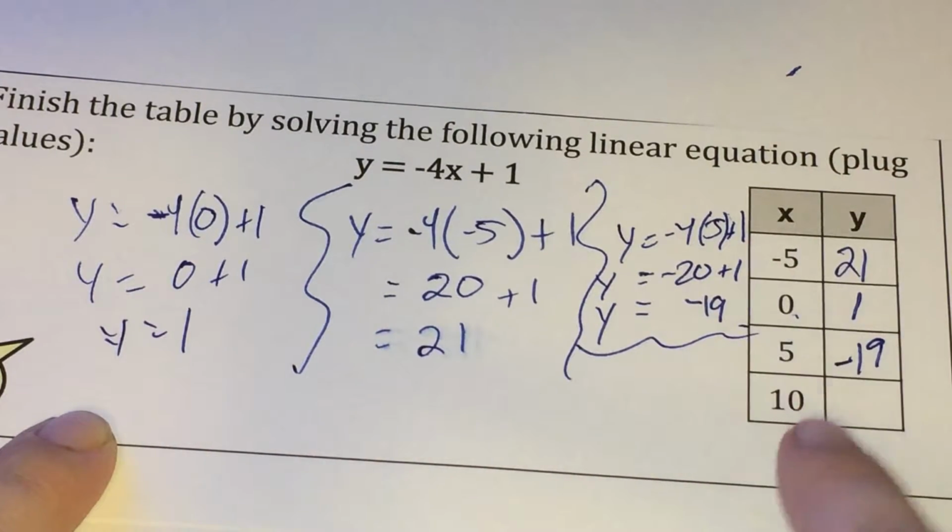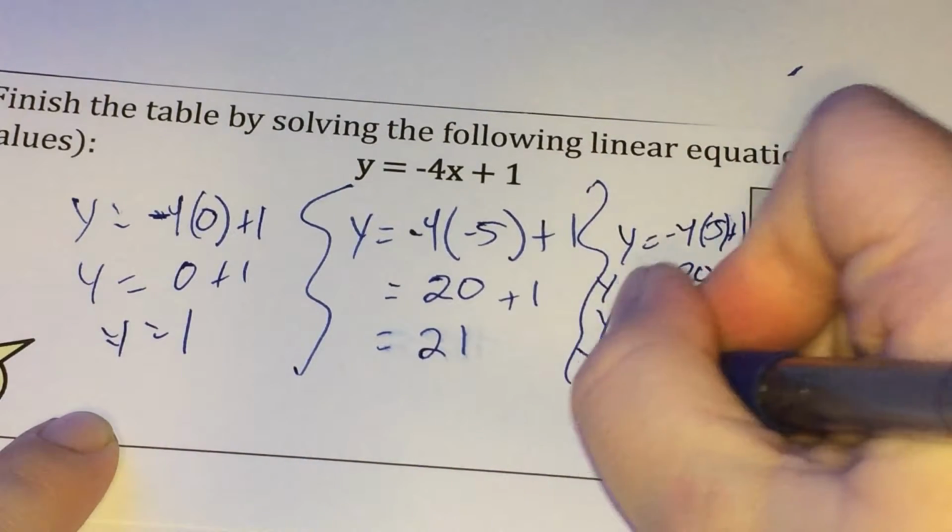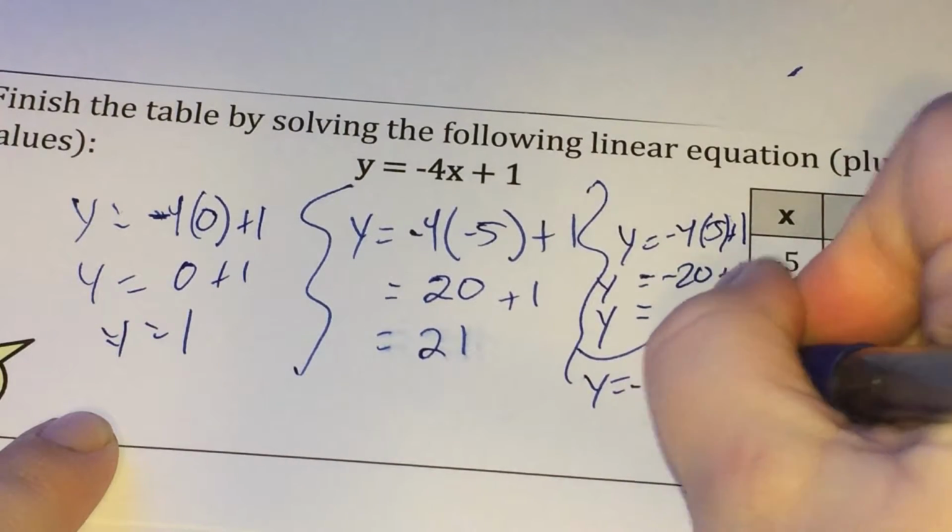And last one, y equals negative 4 times 10 plus 1.